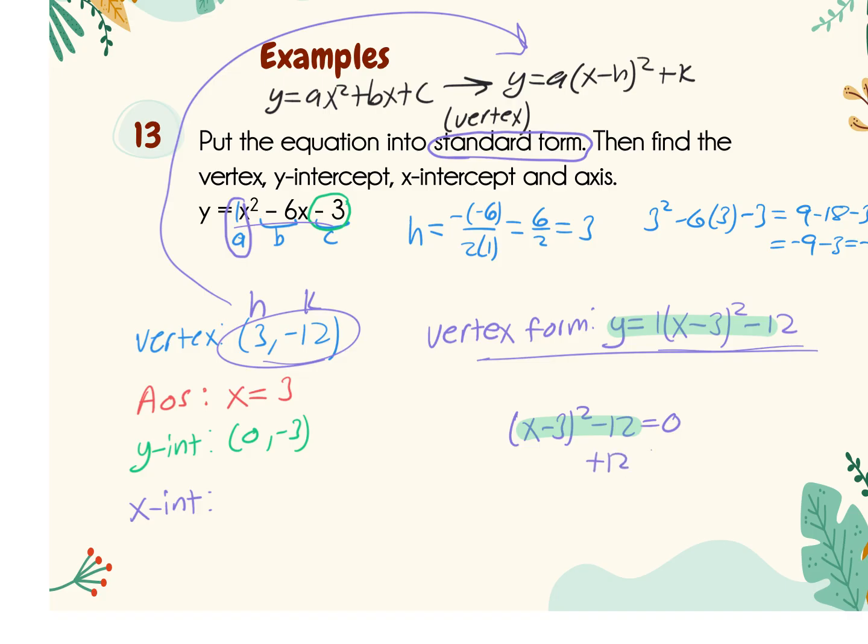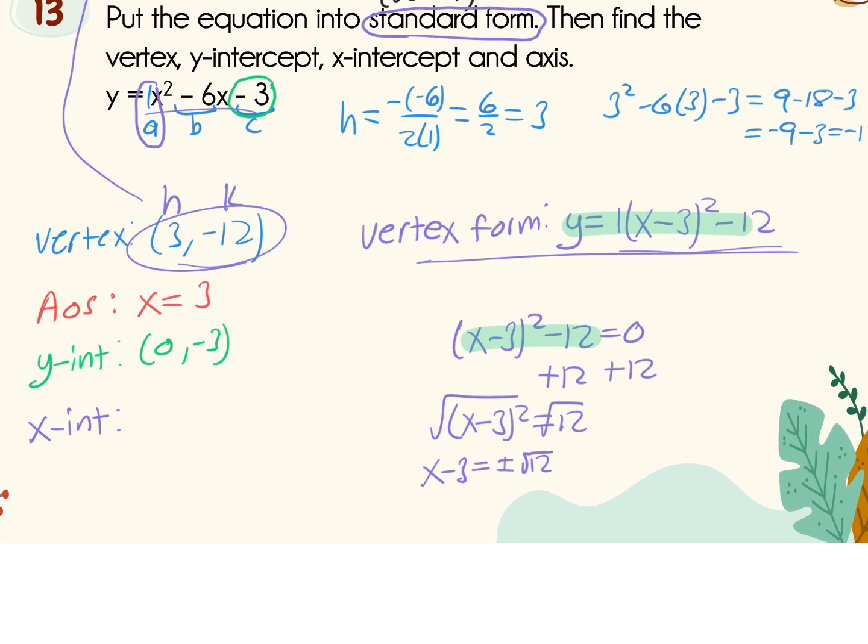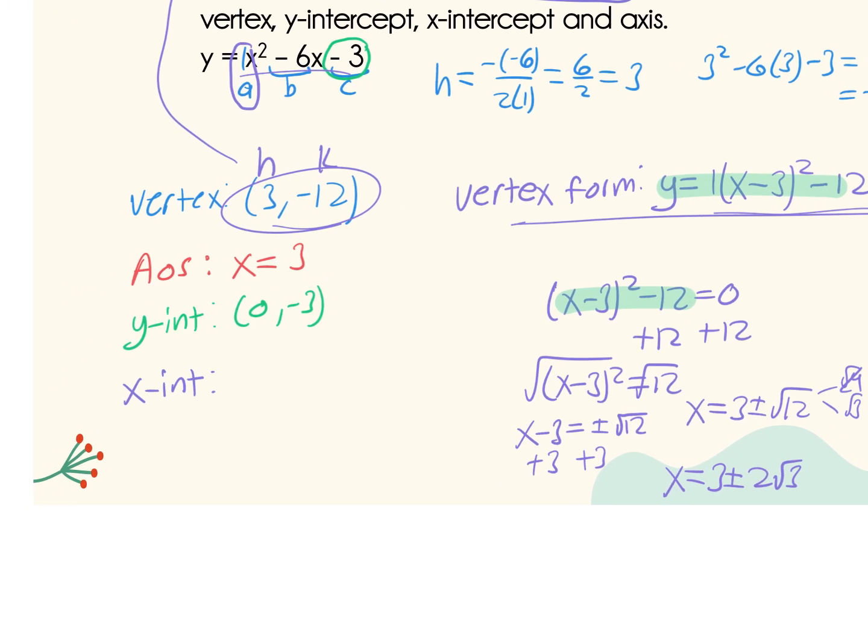And then I'm going to add 12 on both sides. And then we're going to get (x minus 3) squared equals 12. Square root both sides, and then I get x minus 3 equals plus or minus the square root of 12. And then I can add 3 on both sides. Also keep in mind you need to simplify square root of 12 as much as you can. So I get 3 plus or minus the square root of 12, but that becomes the square root of 4 times the square root of 3, and the square root of 4 becomes 2. So I get x equals 3 plus or minus 2 square root of 3, right? Which as an ordered pair is going to be (3 plus or minus 2 square root of 3, 0).